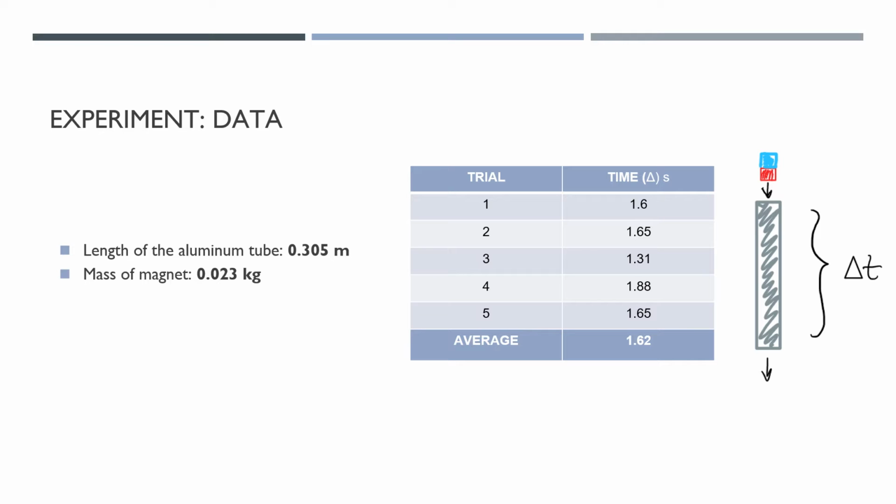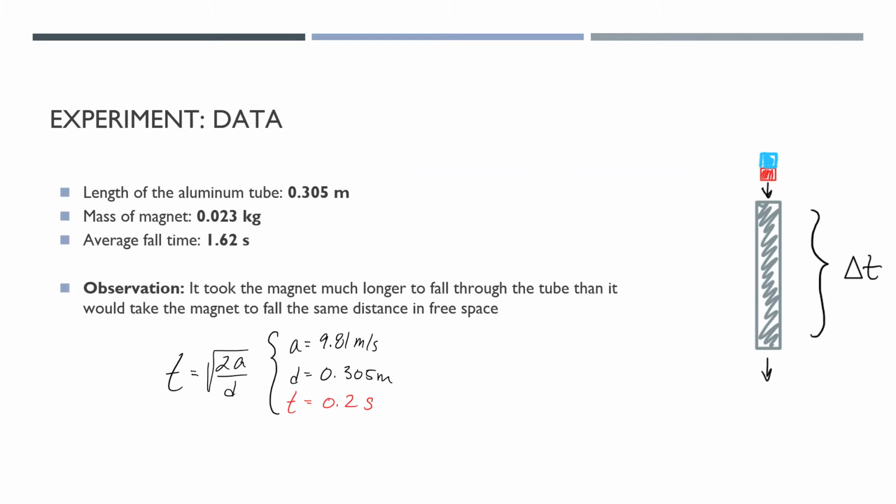For 5 trials, we had an average time of 1.62 seconds. That means that it took the magnet 1.62 seconds to fall the length of 0.305 meters. Now, when we look at our data, we can see that it took our magnet much longer to fall through the tube than it would take the magnet to fall through the same distance in free space. The average time it took our magnet to fall was 1.62 seconds. But doing the math out, it would only take a time of 0.2 seconds for the magnet to fall the same distance of 0.305 meters in free space.